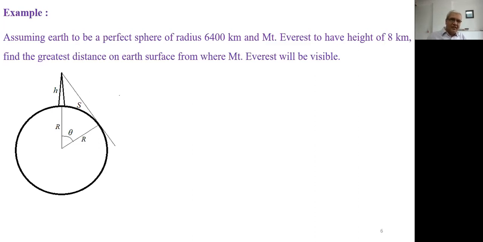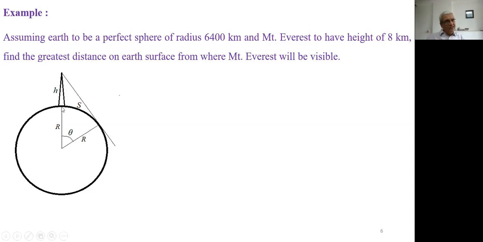You can see here that this h represents the height of the mountain, capital R is the radius, in a slightly exaggerated diagram. Let's look at 8 kilometers versus 6,400 kilometers. Capital R is almost 6,400 kilometers, and h is very small compared to that, just 8 kilometers, but this is just to understand the diagram. If I look from a point where the line joining Earth's surface and the tip of the mountain becomes tangent to the surface, that's the farthest point from where the tip will be visible. If I go beyond this point, the tip will not be visible.